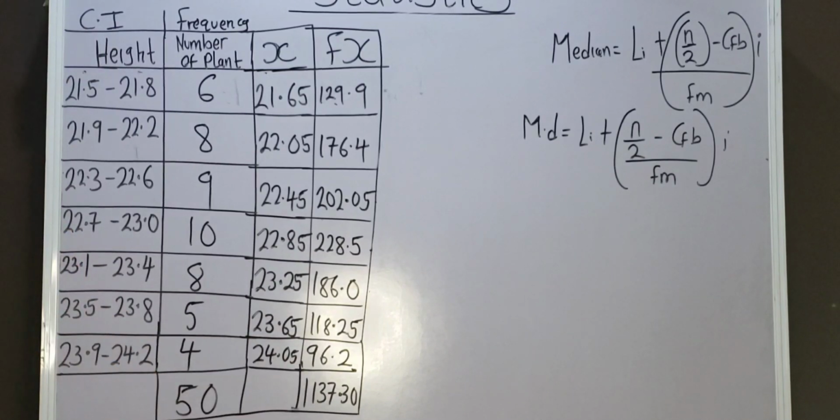Okay, so let's proceed. Now from this formula, you can see that we cannot do anything unless we determine the class interval of the median class, because it is from the class interval that we are going to derive our class boundary. Just pay attention, you are going to understand. To determine the class interval of the median class, we need to construct the cumulative frequency table.